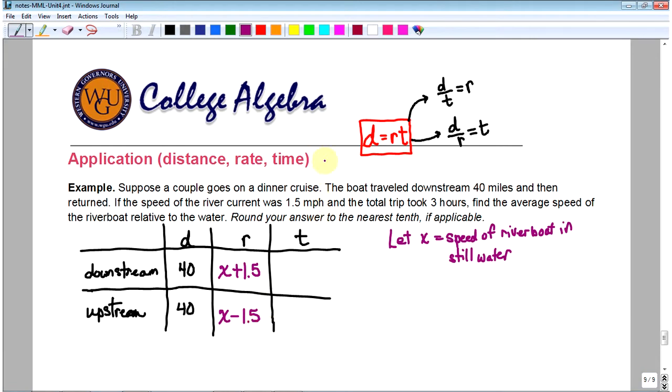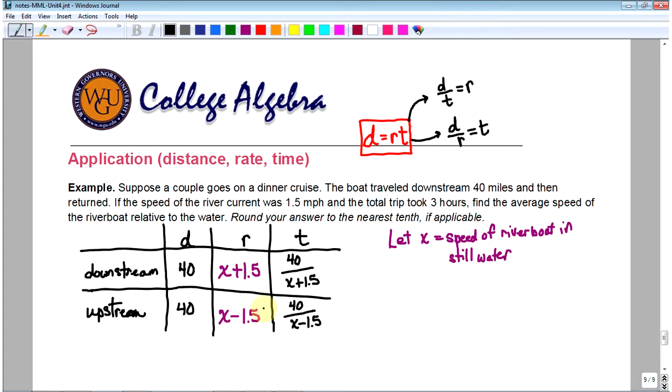Well, the last bit of information that we haven't used yet is that the total trip took 3 hours. But I don't know how that's divided among the downstream trip and the upstream trip. So this is when we're going to use our formula where t is equal to distance divided by rate. For downstream, my time can be expressed as 40 divided by my rate of x plus 1.5. For upstream, my time is 40 divided by x minus 1.5.